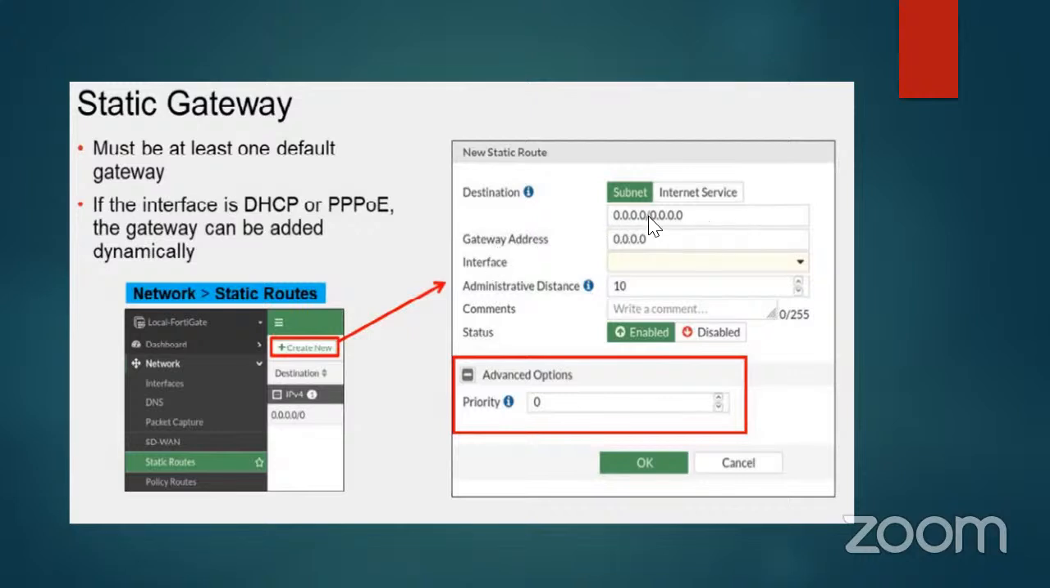Where to go? I don't know. What is the gateway address? Okay, this is the gateway address. How to reach it? Okay, via this. Then I'll send it through that. And then obviously I will also check the AD value. If there is something configured with a lower AD value, obviously that will take preference.